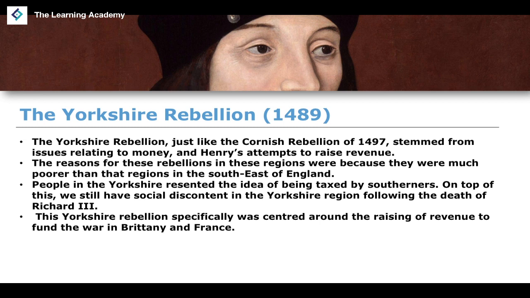This Yorkshire Rebellion specifically was centered around the raising of revenue to fund the war between Brittany and France. We know this from our foreign policy lesson, which talked about the fact that Charles VIII of France began to encroach increasingly on the sovereignty of Brittany, and Henry agreed to send an army over that Brittany would pay for, but then that army ended up being stranded when Anne of Brittany married Charles VIII. So we've seen this already. If you want to know more, we've done a lesson on foreign policy already.